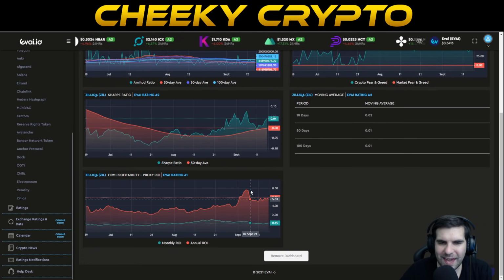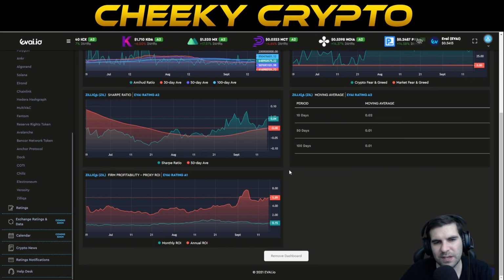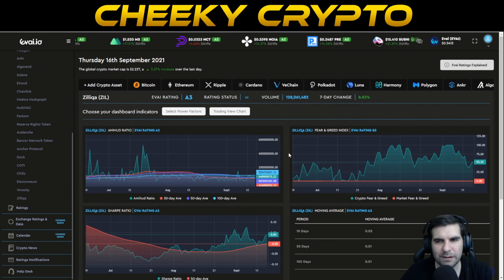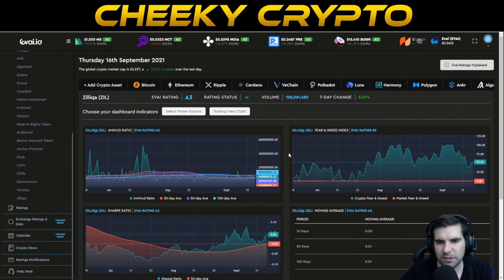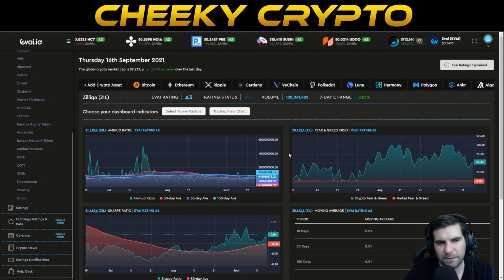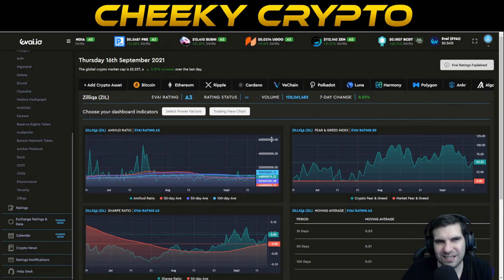The profitability, the A1 rating, the best it can be on the platform. No problems with profitability, return on investment perspective. Everything here for Zilliqa is actually coming up roses and looking very good. So overall, an A3 cryptocurrency, I think, probably only really pulled back by the Fear and Greed Index and the fact that there is a little bit of fear in the market right now, considering what Bitcoin is up to. Overall, Zilliqa is looking pretty good.